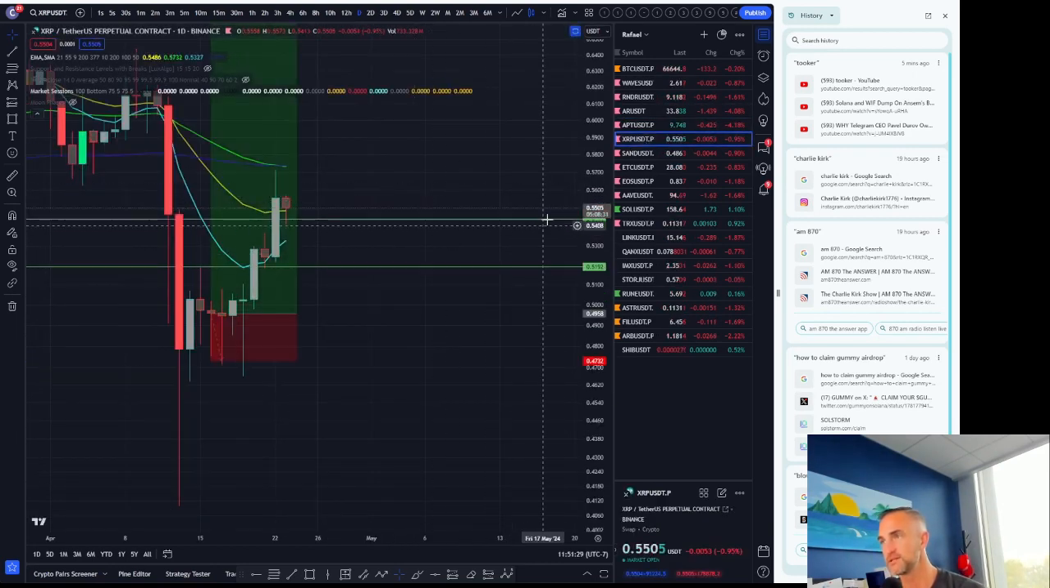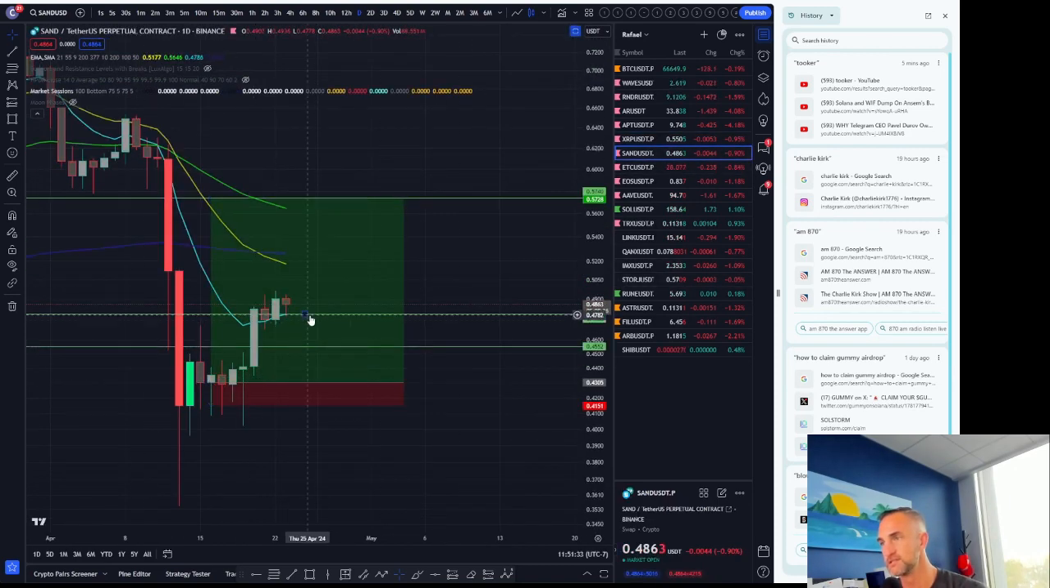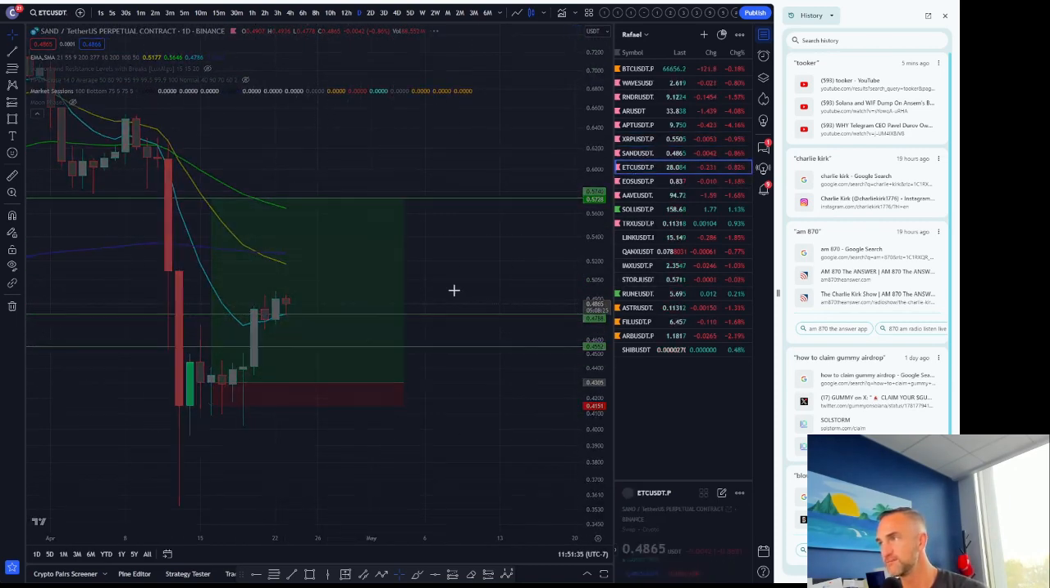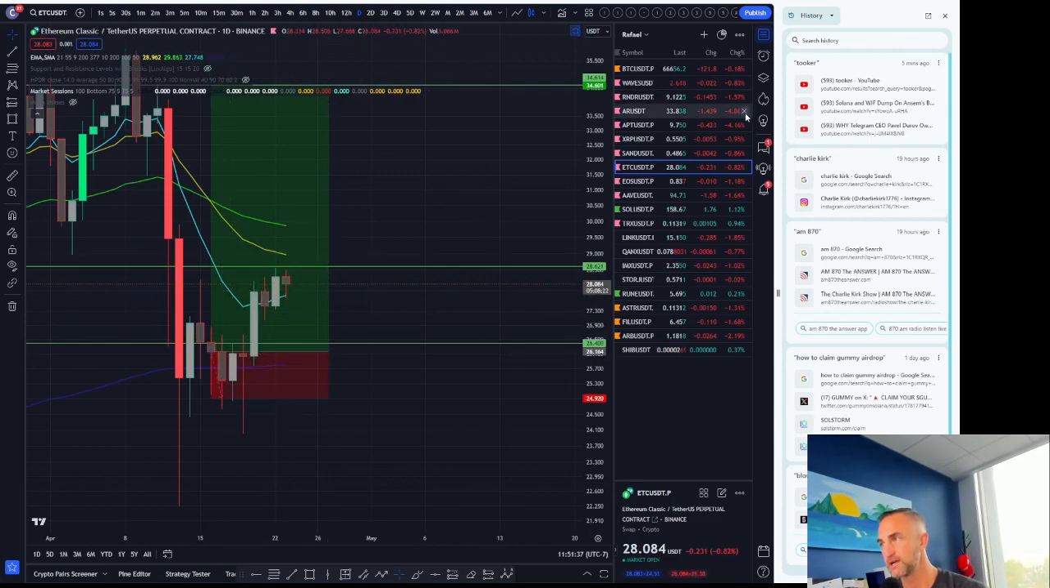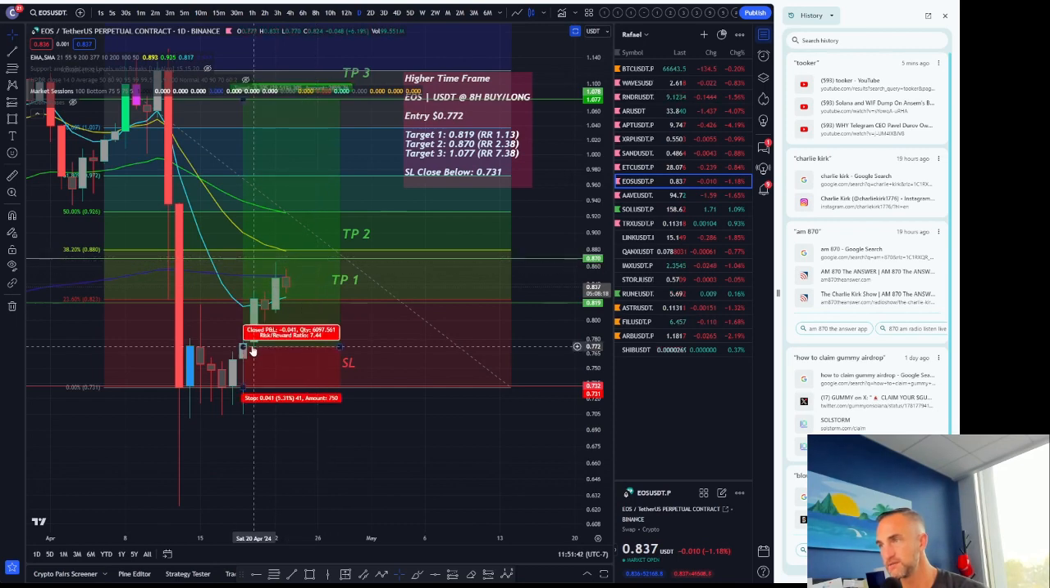XRP, how's that one doing? Already hit TP2. Sandbox, already hit TP1, TP2. Ethereum Classic, about to hit TP2. EOS, looking good for a little bit more of a run.